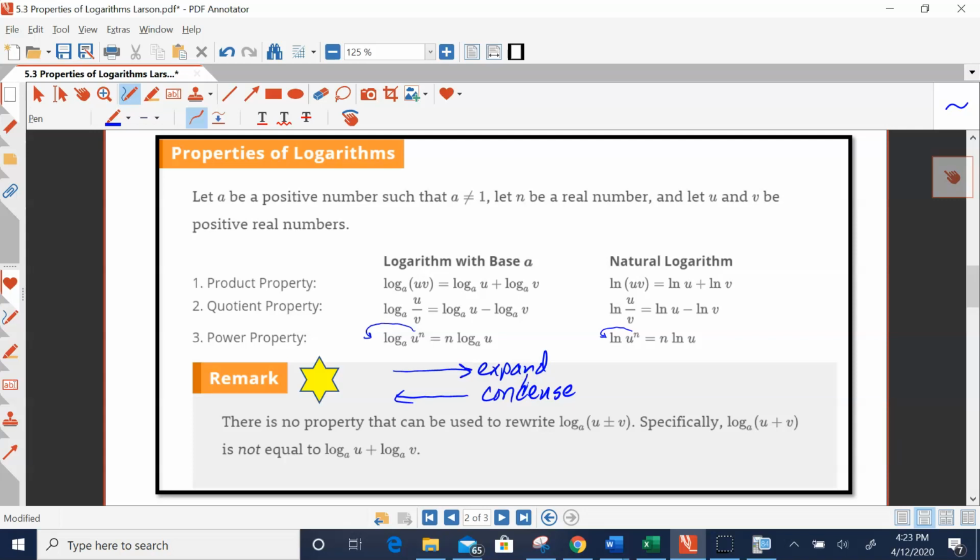Be aware, this is very important, this remark here. There is no property that allows us to rewrite the log of two things that are added or subtracted within that logarithm. So if I had log base a of u plus v, that is not equal to log of u plus the log of v. These properties do not work if you have the log of, and in that argument you have things added or subtracted. Keep that in mind because that's going to be a place where you're going to have a tendency to make a mistake.